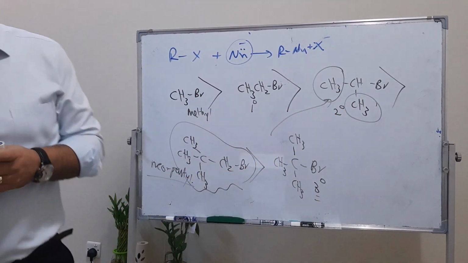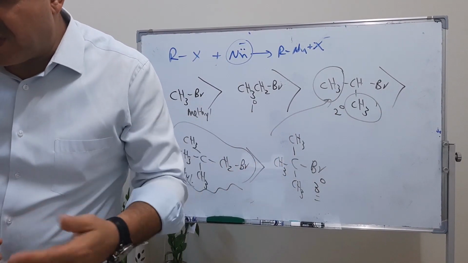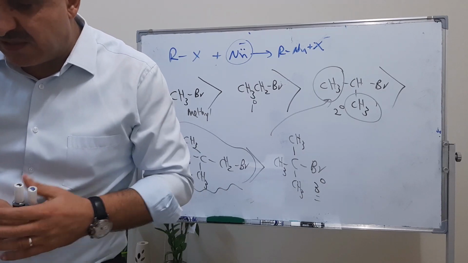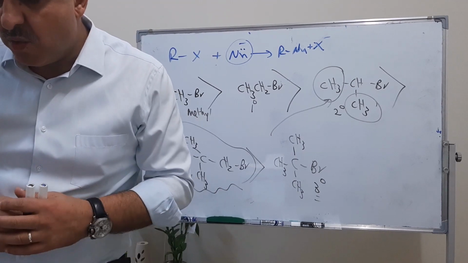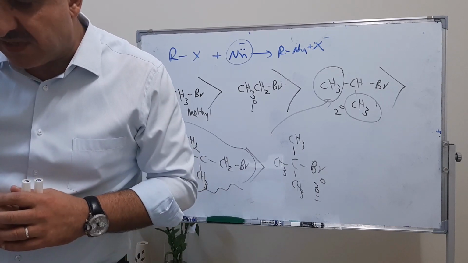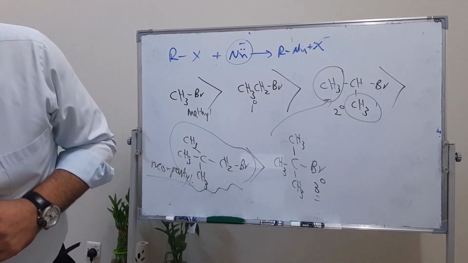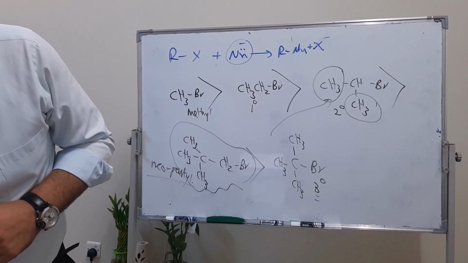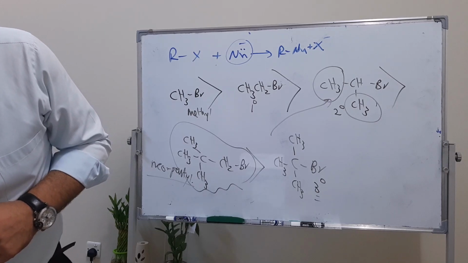Is that clear, guys? This is the order of reactivity in the SN2 reaction mechanism. Is it clear? And why do we have such a difference in reactivity? Is it clear? Is there any question?